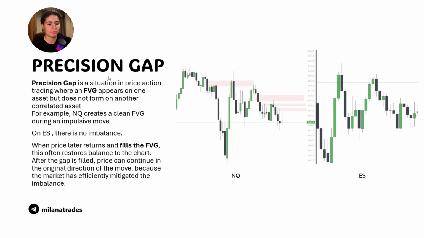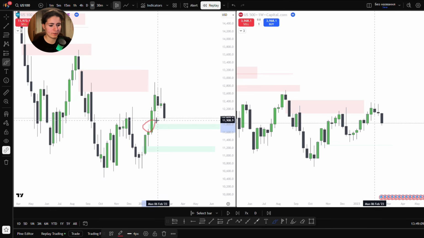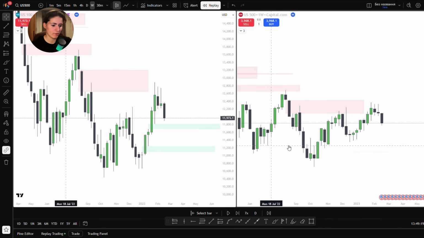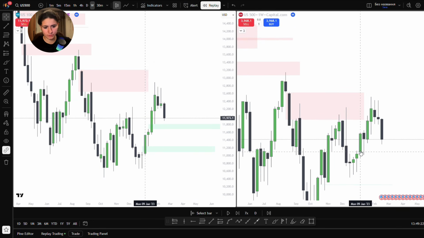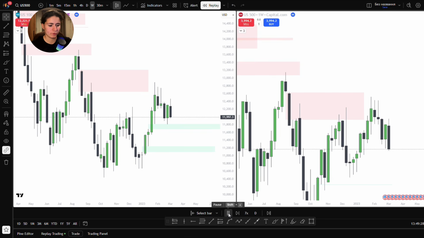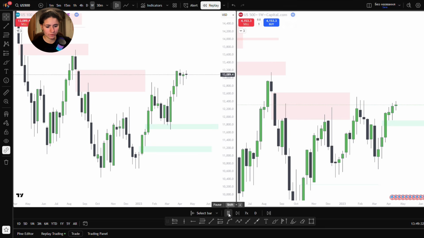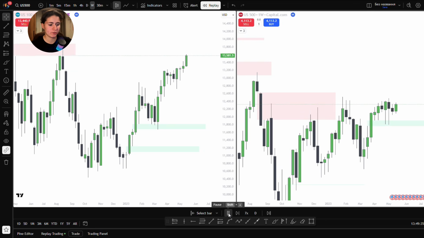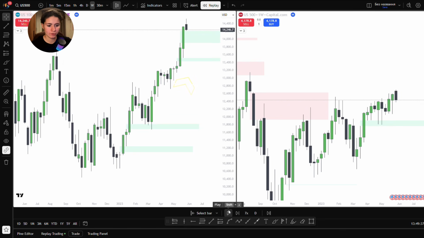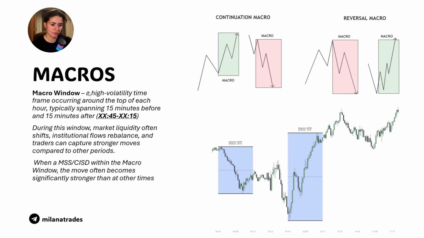Okay, let's talk about precision gap. A precision gap happens when a fair value gap forms on one asset but doesn't appear on another correlated asset. For example, the Nasdaq may create a clean imbalance during an impulse move, while the S&P shows no imbalance. Later, when price returns to fill this imbalance, the balance is often restored to the chart. Once the gap is filled, price can continue in the original direction of the move, because the market has efficiently mitigated the imbalance.